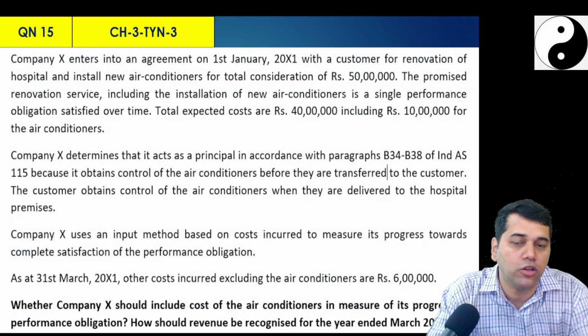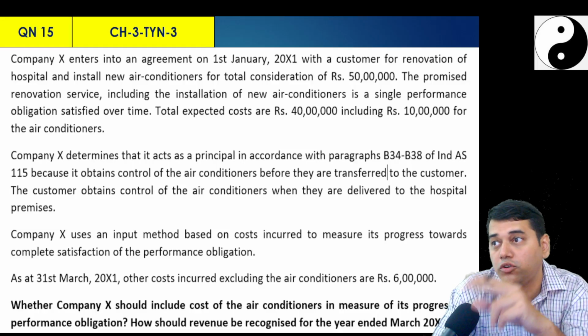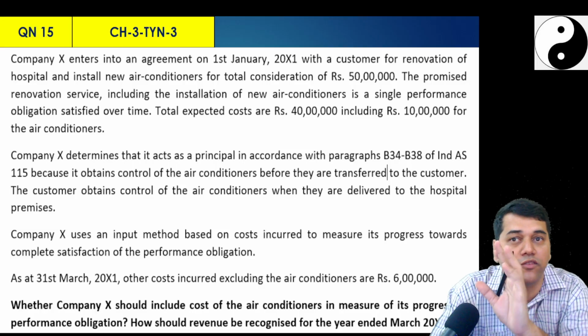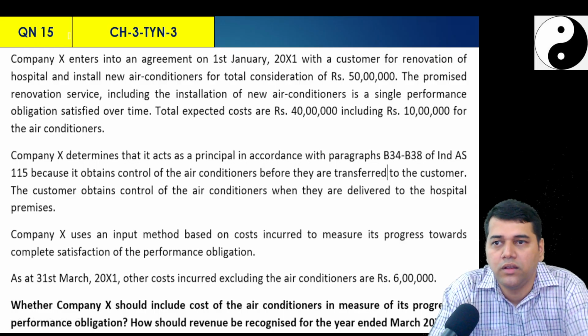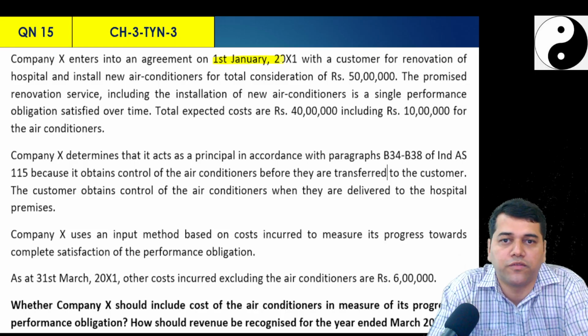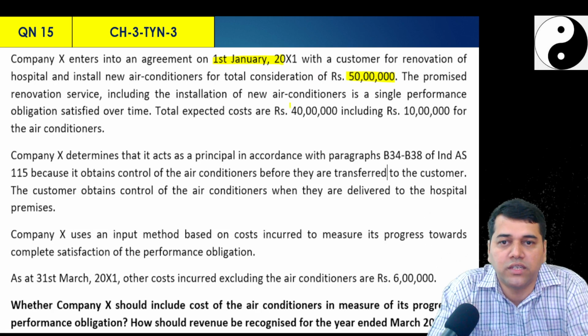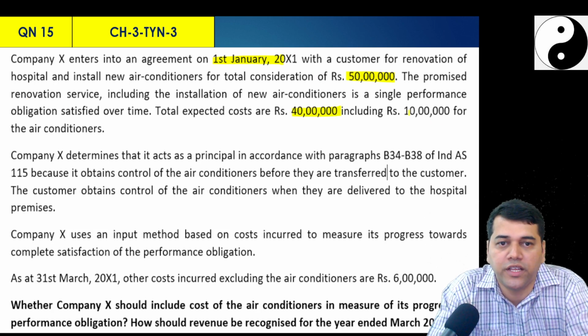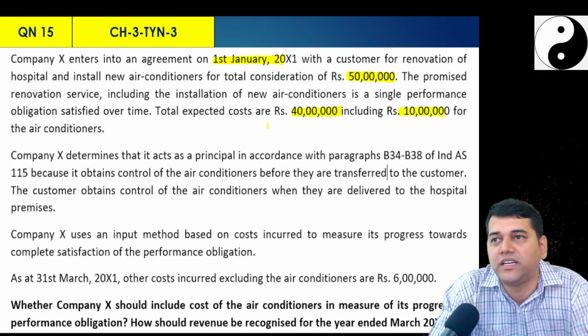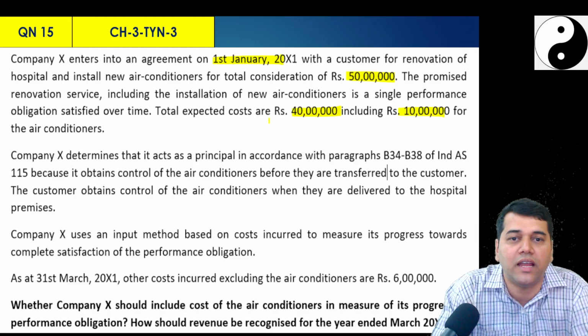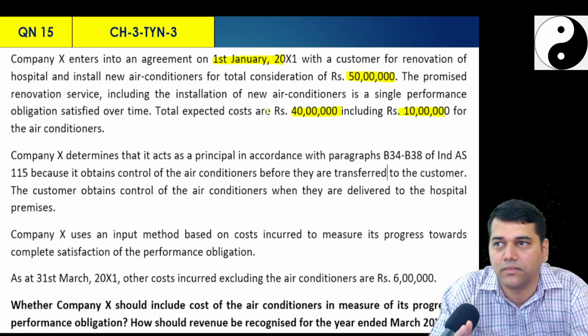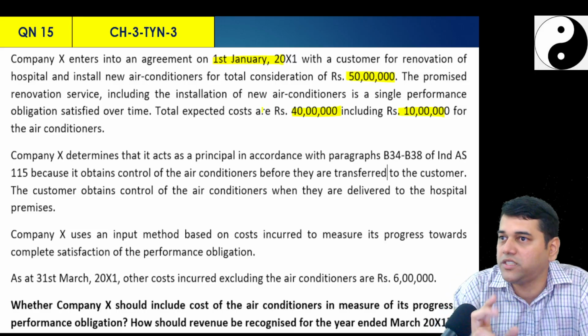See, in Test Your Knowledge also this question has come. Maybe, I don't know, any one of the questions may come to you, so don't get confused in the exam. I'll explain to you. It's the same story. A company X entered into an agreement on 1st January for renovation of a building for 50 lakhs. The promised consideration cost is 40. Rupees 10 lakh for the air conditioner instead of 15, and instead of an elevator, it is AC and 10 lakhs. Now, why is this question a bit different?